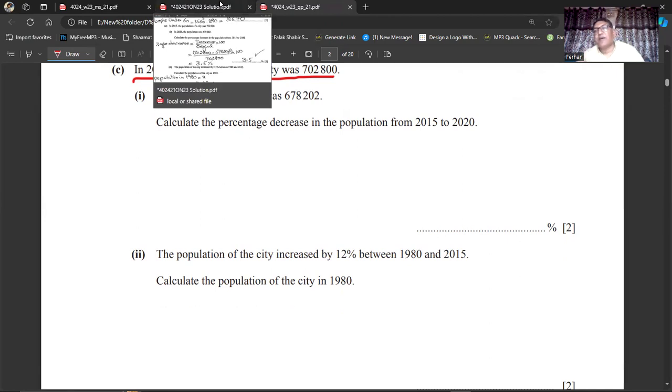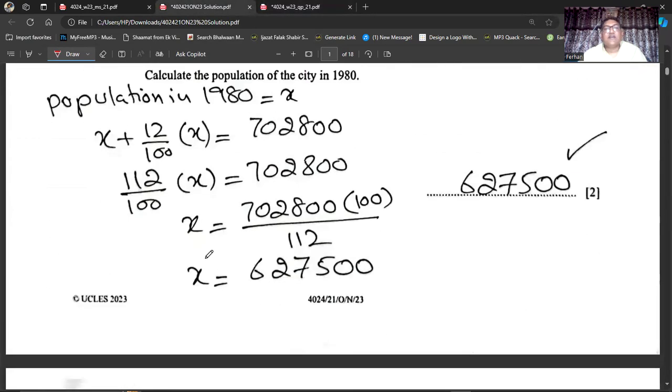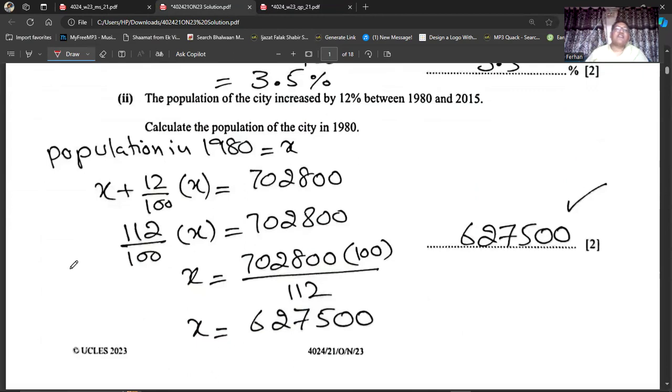So x plus 12% of x is equal to 702,800. So here we go. This is a question on reverse percentage. x plus 12 by 100 of x is equal to 702,800. When you take the LCM, it becomes 100x plus 12x, so it will be 112 by 100 of x, and that is 702,800. So x will be equal to 702,800 multiplied by 100 divided by 112, and you will get 627,500.